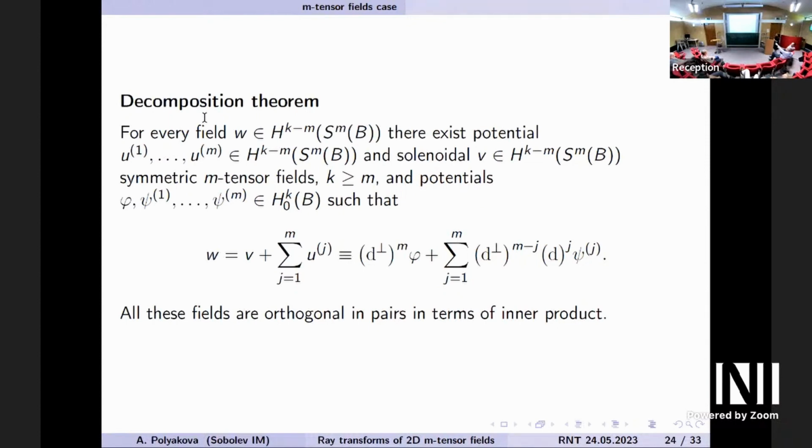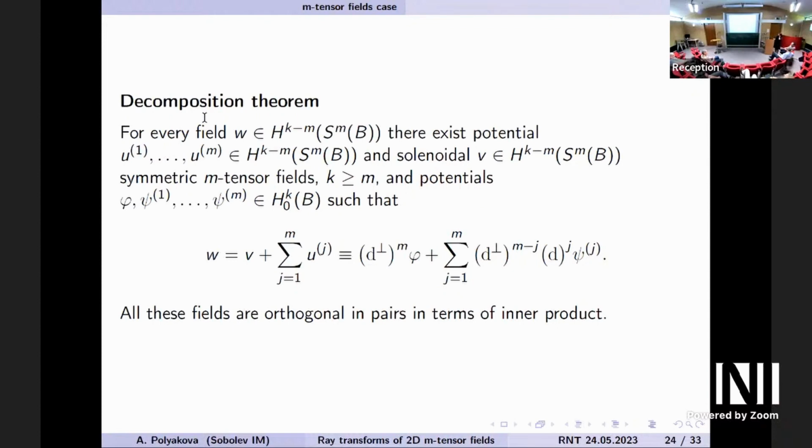So when you differentiate n times, it's still zero at the boundary, whether you do d or d perp, it's still zero at the boundary, right? So w is zero. I'll think about it and write the example when the potential is equal to zero. It is difficult to write right now, but later in the singular value decomposition, I will show that in this case the potential is equal to zero.